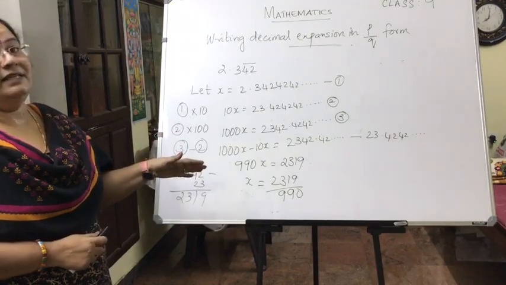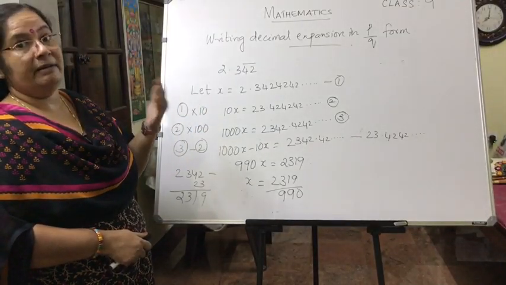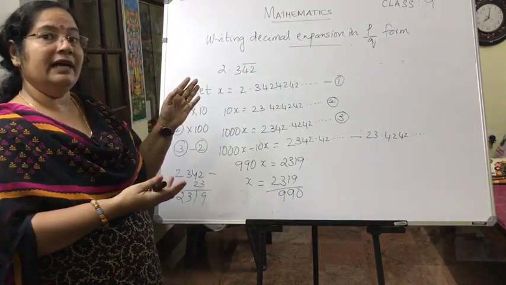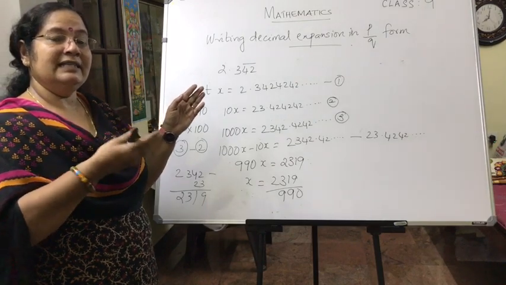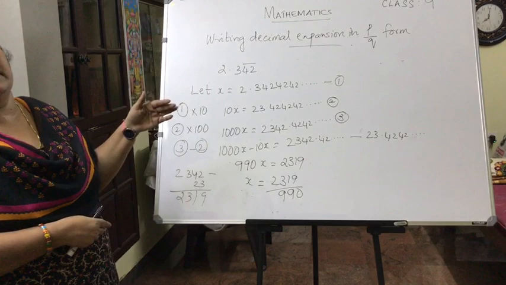So have you understood how to convert it into the P by Q form? 2 cases we have seen here. One is when only one place is repeated. Now second case, you have a place, after that the digits are repeated. So the two cases we have seen how to write it in the P by Q form.